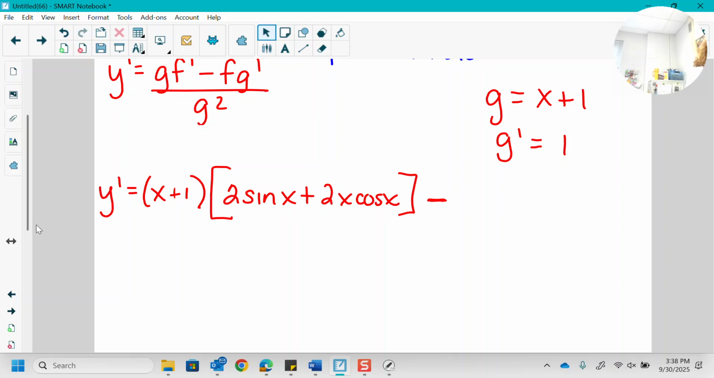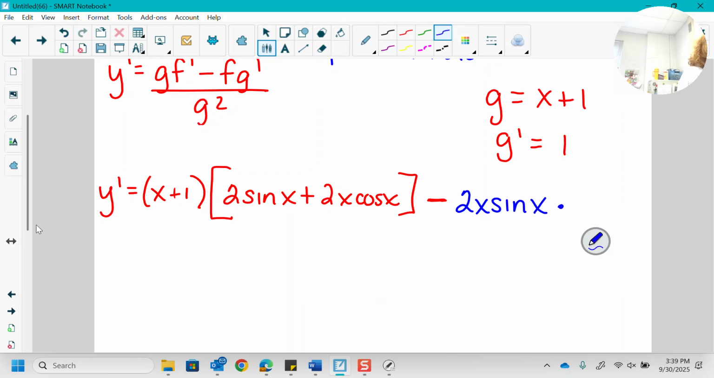Oh no, g f prime, f comes next. So f is what was up there in that product, 2x sine x. Ooh. 2x sine x times g prime of 1 over x plus 1 quantity squared.